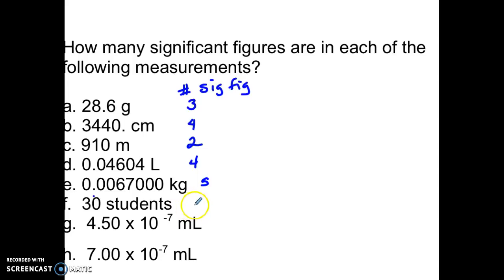When you have 30 students, that means even though there's a 0 there, it's 2 because you counted them. So remember, when you count something, everything you count is significant. It doesn't matter if it ends in a 0. Anything in front of a times 10 is significant, so this is 3, and this would be 3 as well. So you have your significant digits here.